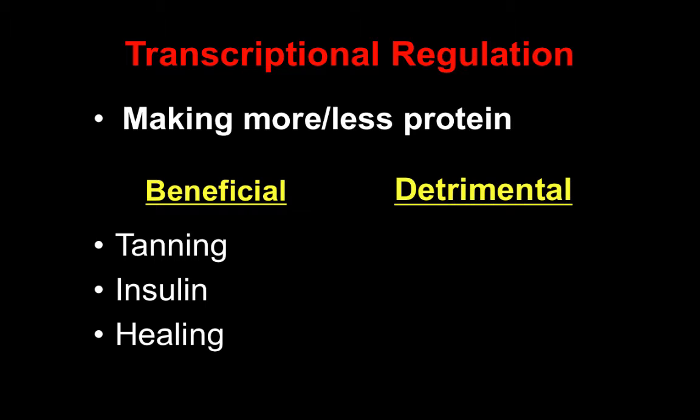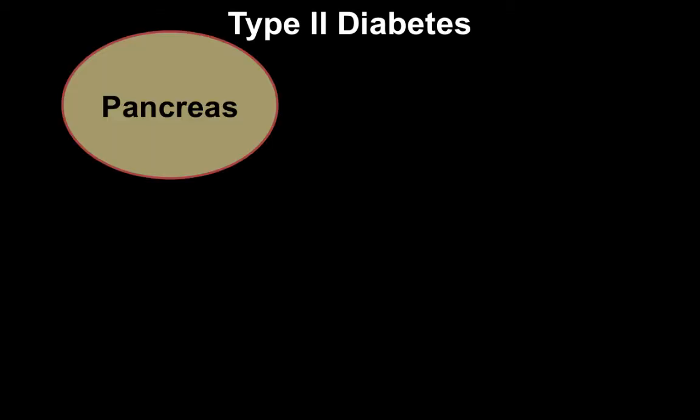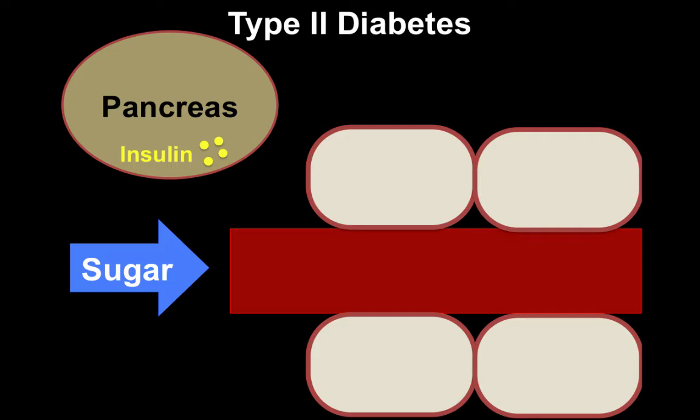Now, this can also be detrimental. Things like type 2 diabetes and cancer can both be caused by making too much or not enough of certain proteins. So in the case of type 2 diabetes, the pancreas is normally the organ that creates insulin, so it has cells that create the protein insulin. Now here we have a blood vessel with some cells. When you eat sugar, it goes into your blood, your pancreas releases insulin, and it tells those cells, take this sugar in. And that's how it regulates blood sugar.